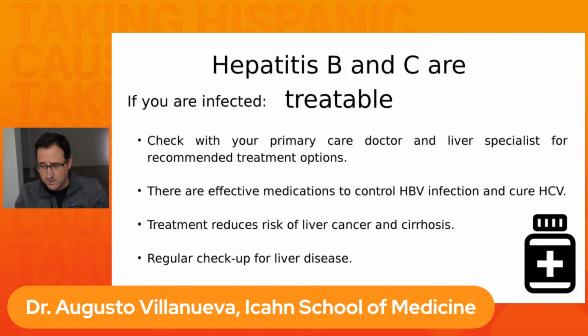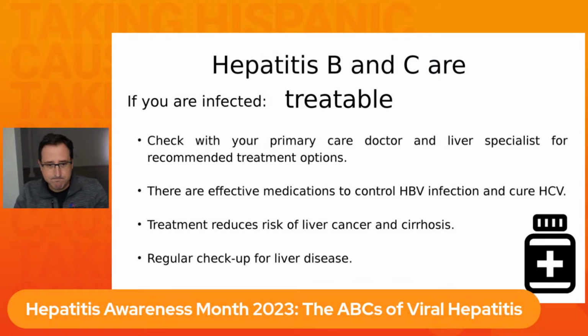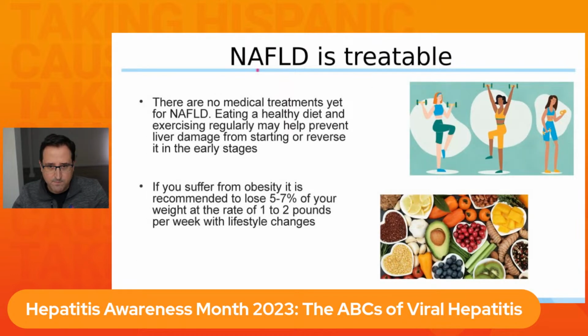And since very recently, approximately 7-8 years ago, we do have drugs that can cure hepatitis C. A treatment of 3 months or 2 months, depending on the medication, can cure hepatitis C in more than 95% of patients. If you have hepatitis B or C and you get treated, that prevents you from developing the complications of liver disease. You will not develop cirrhosis, or you will decrease the risk of developing liver cancer. That's why it's very important to check your liver at least once in your lifetime.